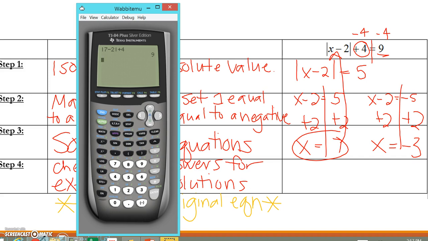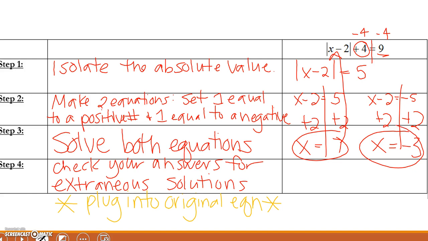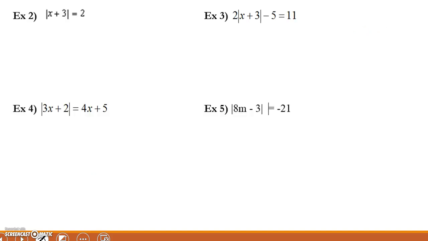I'm going to do the same thing with -3. So I do -3 -2, go outside of it, and I do +4. They both equaled 9, so they are both good answers. Let's do a couple more.